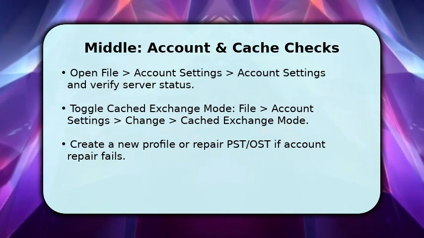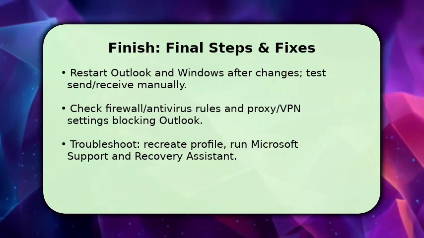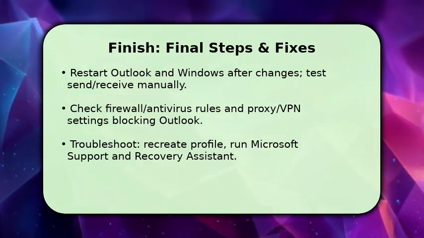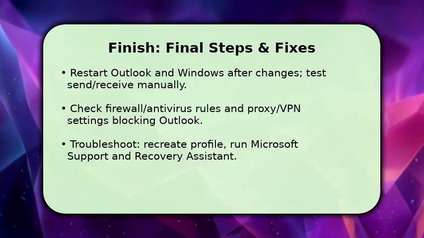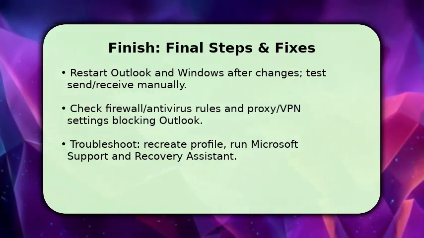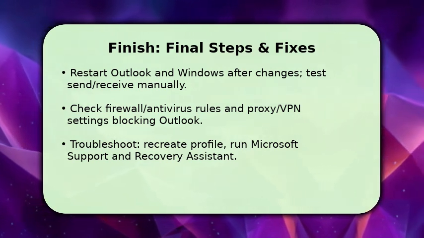If still offline, inspect firewall, antivirus, proxy, or VPN settings that can block Outlook's ports. Ensure Windows updates and Office updates are installed, because patches fix connectivity bugs. If you still can't go online, recreate the Outlook profile or run the Microsoft Support and Recovery Assistant.